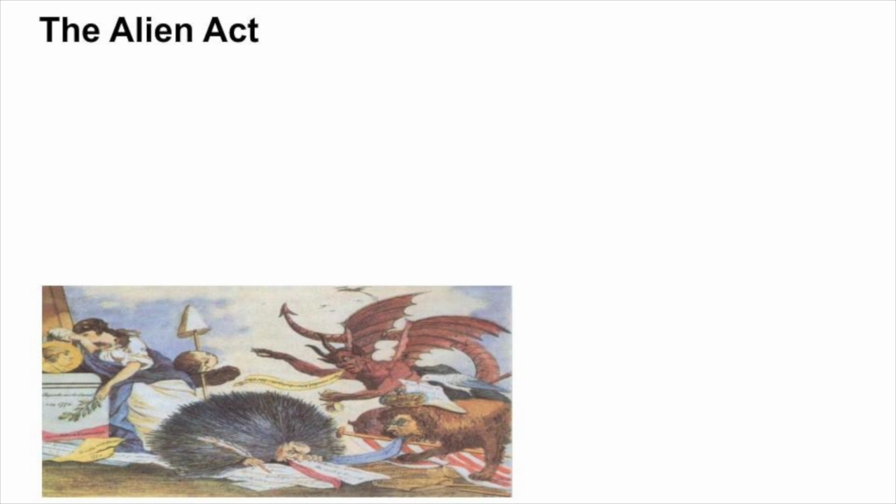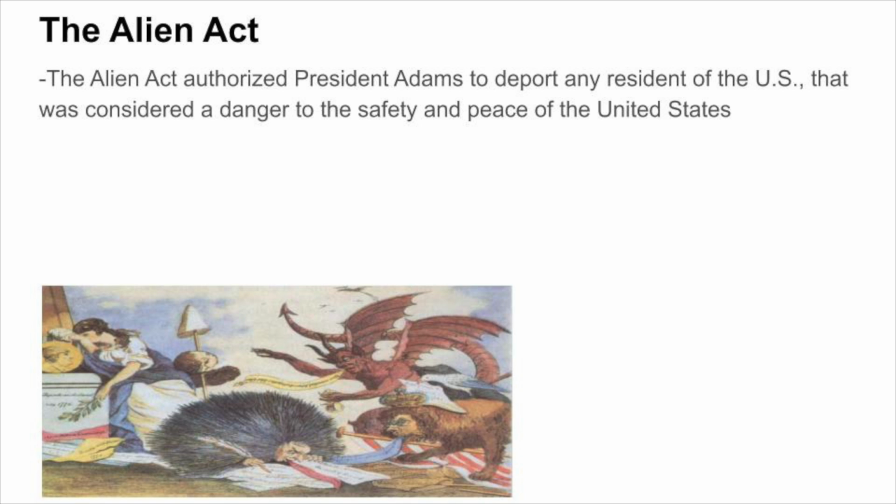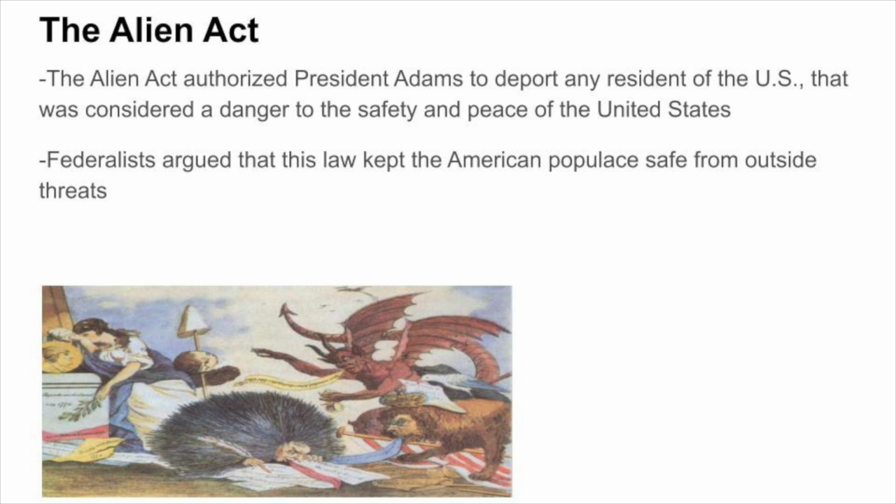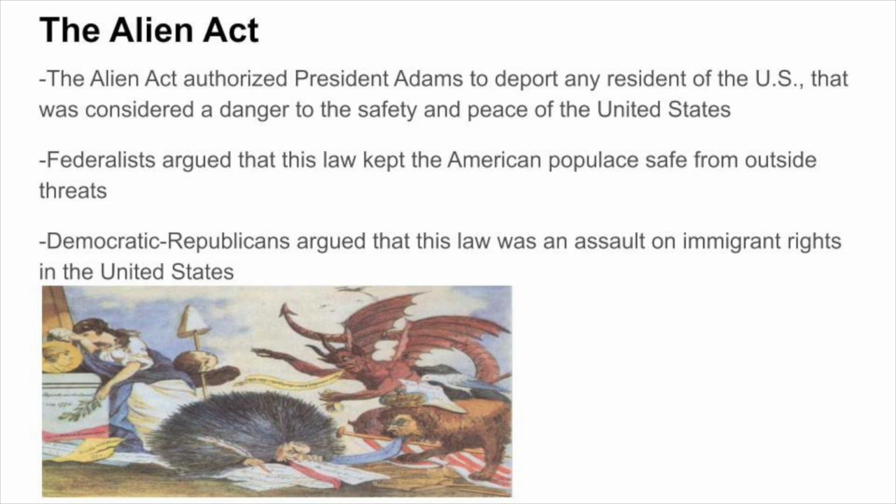The Alien Act was passed 7 days after the Naturalization Act. This law authorized President Adams to deport any resident of the U.S. that was considered a danger to the safety and peace of the United States. Federalists argued that this law kept the American populace safe from outside threats, while Democratic Republicans argued that this law gave the president complete authority to deport any U.S. citizen. Democratic Republicans also saw this law as an assault on immigrant rights in the United States.